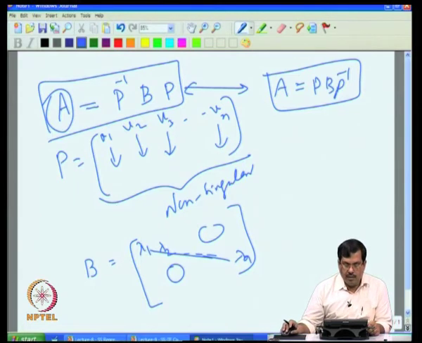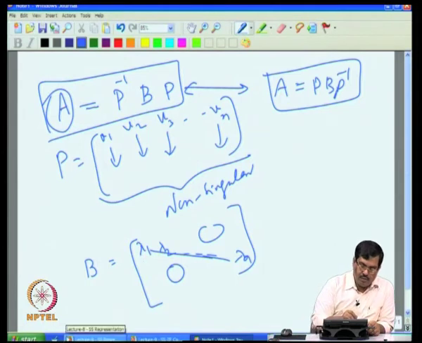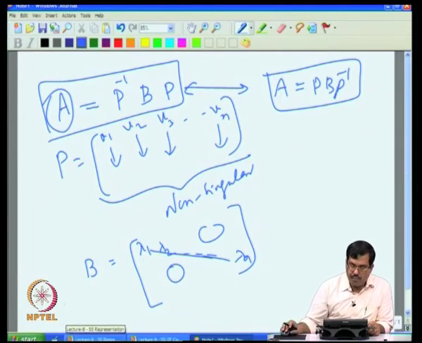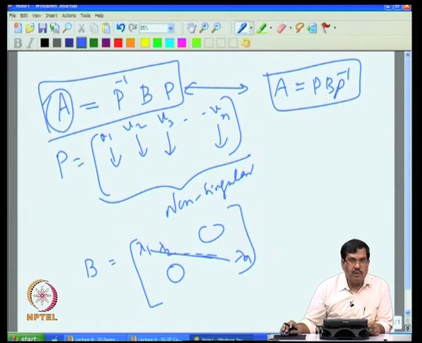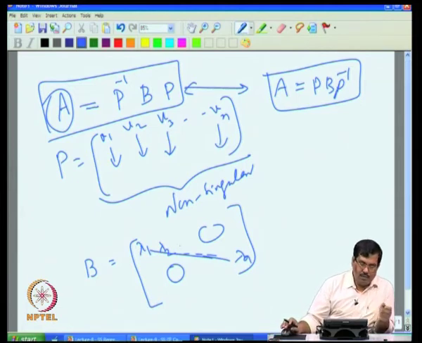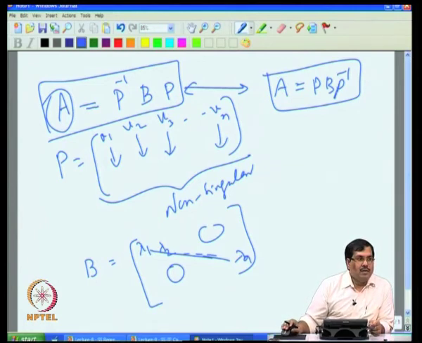Assuming that lambda 1, lambda 2 and so on are different numbers, not the same numbers, then everything will happen nicely. Now, what if they are the same? If they are the same, there are two cases which may arise. In some cases, you may still be able to get linearly independent eigenvectors. Then it is still possible to reduce this into a diagonal form.